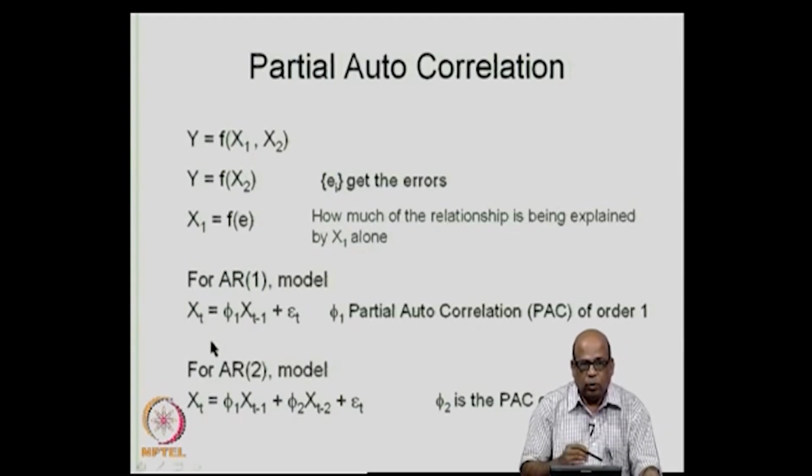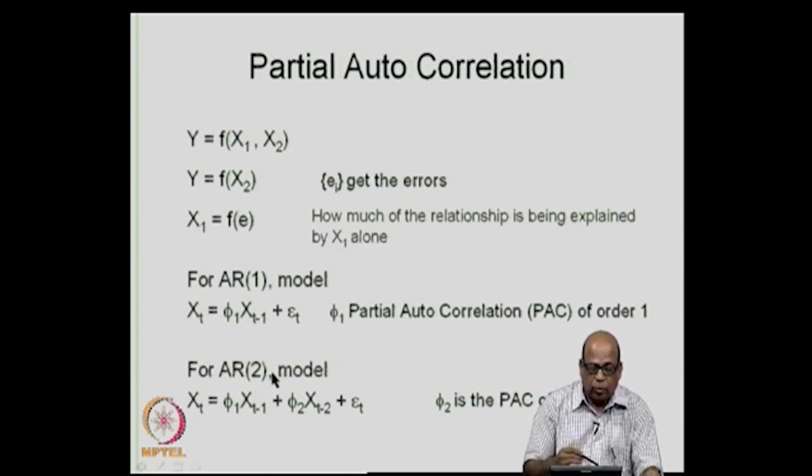The AR1 model that we wrote as x t is equal to phi 1 x t minus 1 plus epsilon t, because you are dealing with only one variable, x t and x t minus 1, you are regressing x t on x t minus 1. The term phi 1 here provides completely the explanatory power of x t minus 1 on x t, and therefore, that itself becomes the partial autocorrelation of order 1. So, phi 1 of the AR1 model is in fact the PAC, or the partial autocorrelation, of order 1.